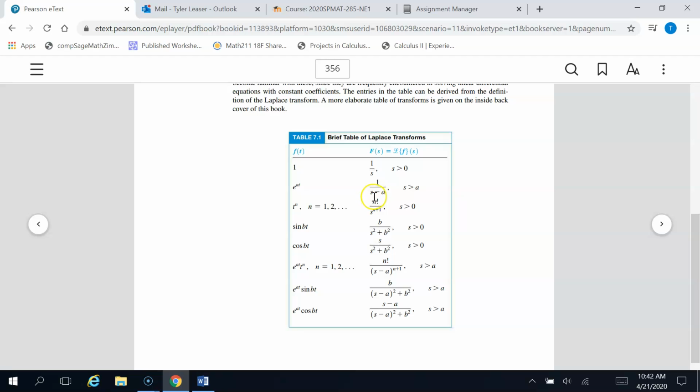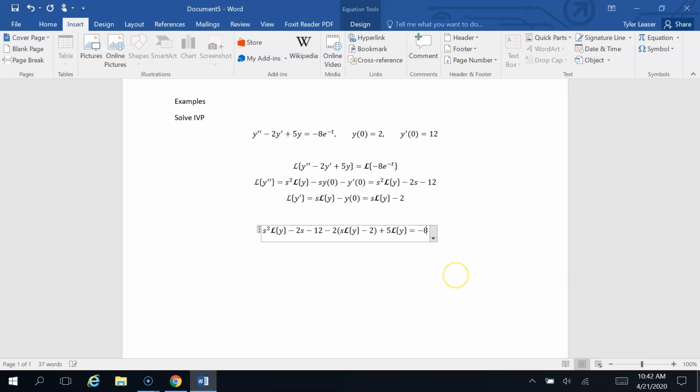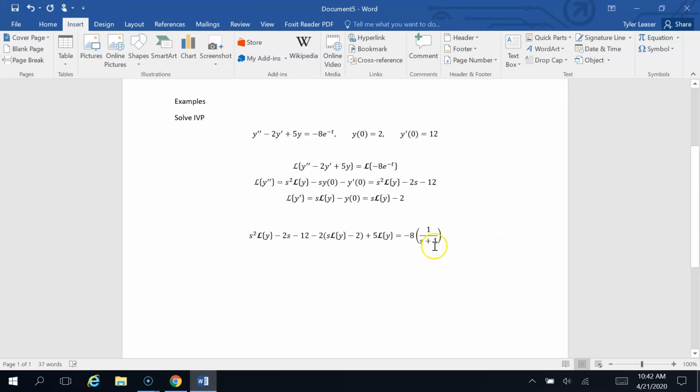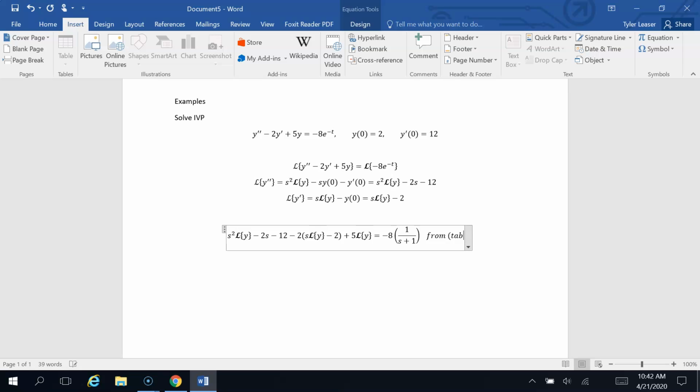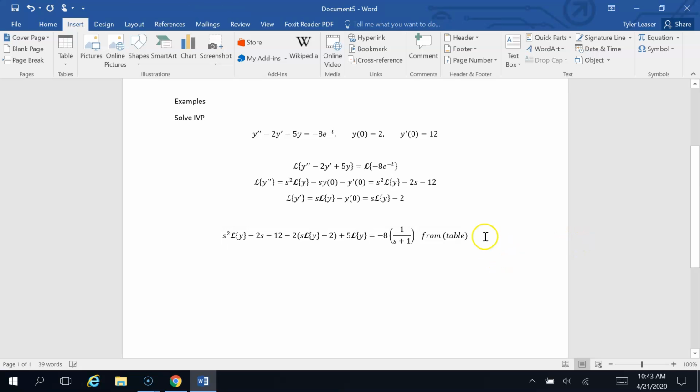So I'm going to have 1 over s, and this is going to be plus 1 since the a is negative 1. Okay, so the negative 8 comes out, and then it's going to be that fraction 1 over s plus 1 for the Laplace transformation of e to the negative t. Again, this is coming straight from the table. I don't know why I put that in parentheses. Okay, cool. Good. So now we just want to clean this up, right?